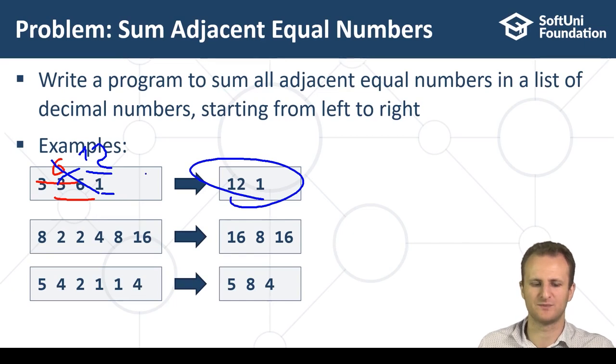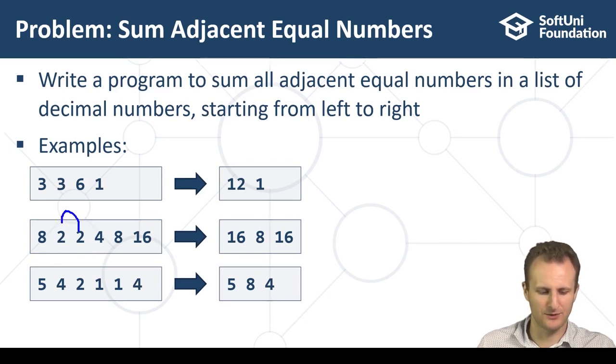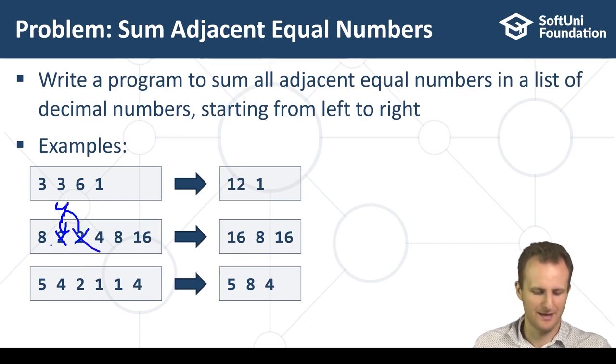That's our task. And here's another example. We have 8, 2, 2, 4, 8, 16. What would happen here? Well, here's a pair of equal values which are next to each other. So what happens here? Well, this 2 gets summed up in this 2, so this 2 becomes 4. This 2 gets removed from the list. But now we have 4 and 4 next to each other, so we repeat the same operation.